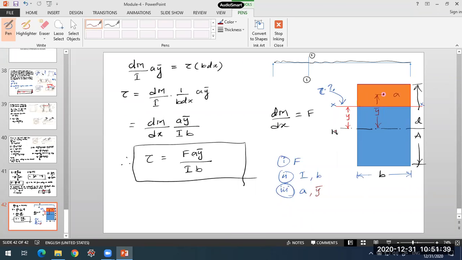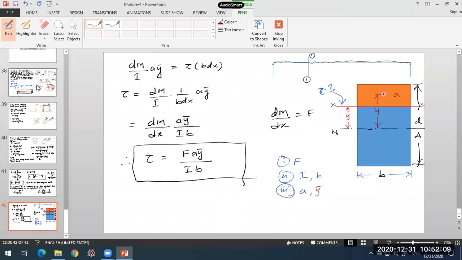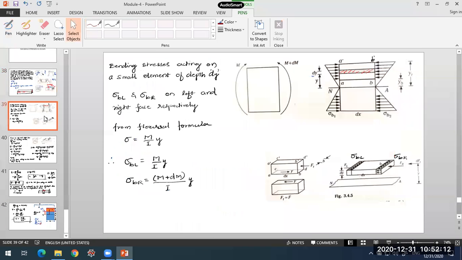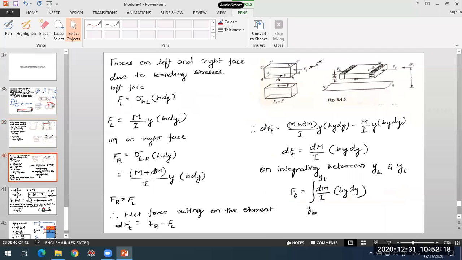Okay, so we'll be taking up these calculations in the further part. Till now we had bending stress calculation. Now what we are dealing with is shearing stresses on a longitudinal section. So we are going to calculate this particular stress. I hope you have understood the derivation. If not, go through these and make sure that you have a clear idea of what shearing stress we are dealing with and how to calculate those shearing stresses.